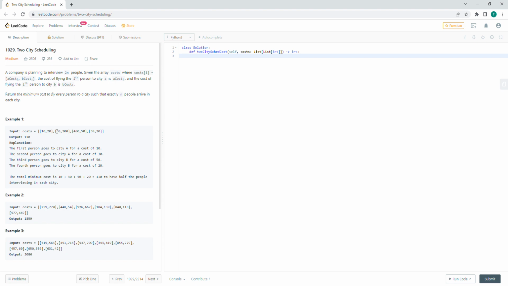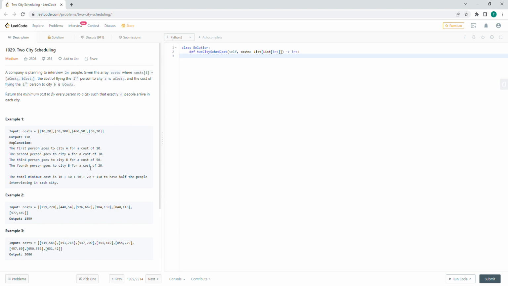And then the second person goes to city A, which is 30, and then the person at index 2, this person here, is going to fly to city B because it's cheaper. And then the fourth person flies to city B as well because it's cheaper with 20. So the minimum cost is 10 plus 30 plus 50 plus 20, which is going to be 110, with half of the people interviewing in each city.